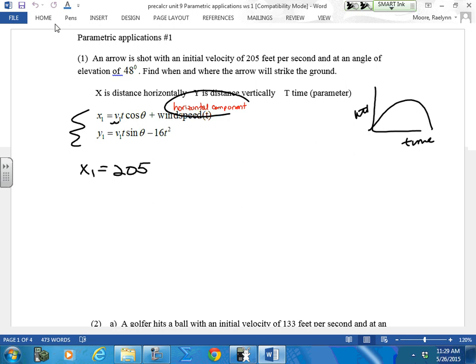You got to just make sure that everything is in the same denomination. Like if it's feet, everything you do is in feet. If it's miles, everything you do is in miles. So sometimes they give you a wind speed in miles, they give you a velocity in feet, we convert it. T is important. Then we have the cosine of the angle. What was the angle of elevation? 48. Because we're using degrees, your mode has to say degrees.